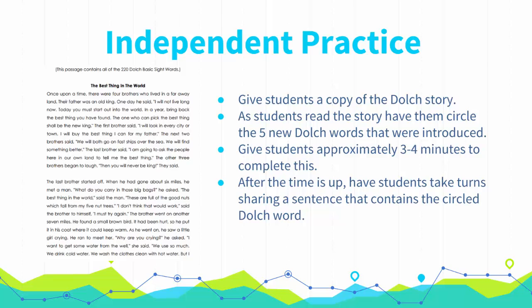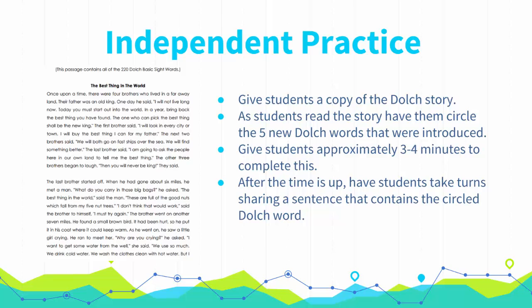The independent practice will give students an opportunity to apply their learning. Give students a copy of the Dolch story. To reuse these copies, place them inside a page protector and give students a dry erase marker to use. As students read the story, have them circle the 5 new Dolch words that were introduced.